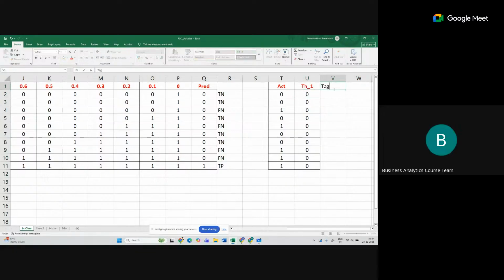What is the tag now? What is this called? 0, 0. True negative. What is this called? False negative. True negative. What is this? False negative. True negative, true negative, false negative, false negative. Okay. So there is only true negative and false negative. There is no true positive. There is no false positive. Why?